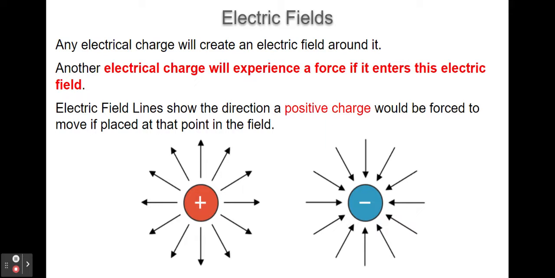A negative charge will have the arrows pointing inwards because a negative charge will attract a positive charge from whichever direction. If we're interested in what would happen to a negative charge, all we need to do is think of it travelling in the opposite direction to which the arrow points. So a negative charge would be attracted towards the positive and away from the negative.